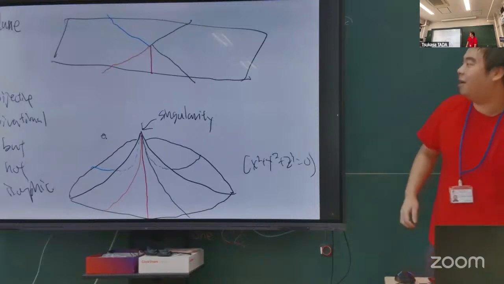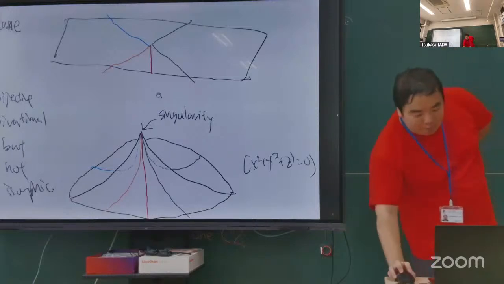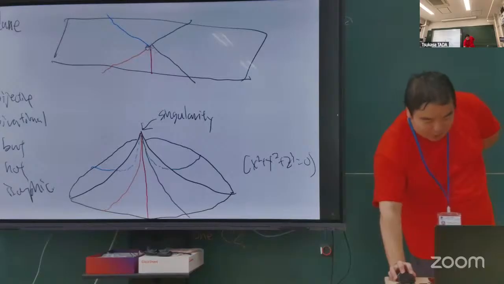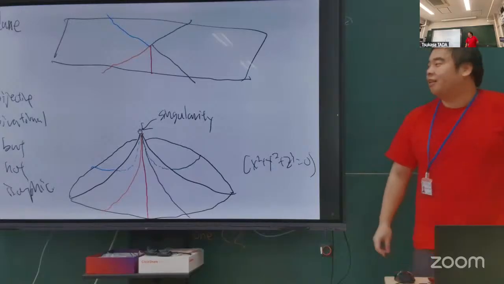This is another example of birational equivalence. The plane is birationally equivalent to the surface here, defined by this equation. Here is the singularity. However, after we remove this point on the plane, the remaining part is isomorphic to this surface with this singular point removed.